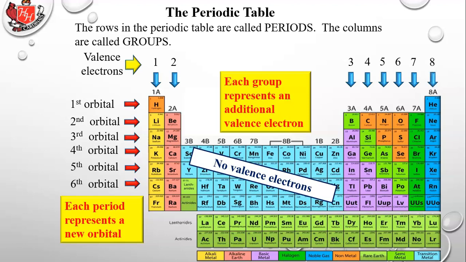And helium, neon, argon, except for helium, rather. Helium only has 2 in its outer orbital because it has only one orbital, but everything with 2 orbitals and beyond, 2, 3, 4, 5, 6 orbitals, has 8 electrons in their outer orbital.